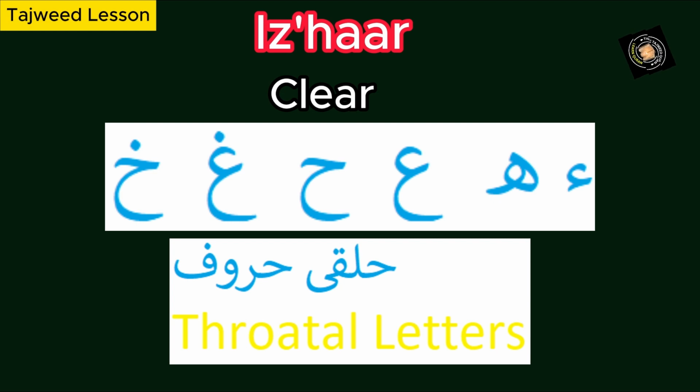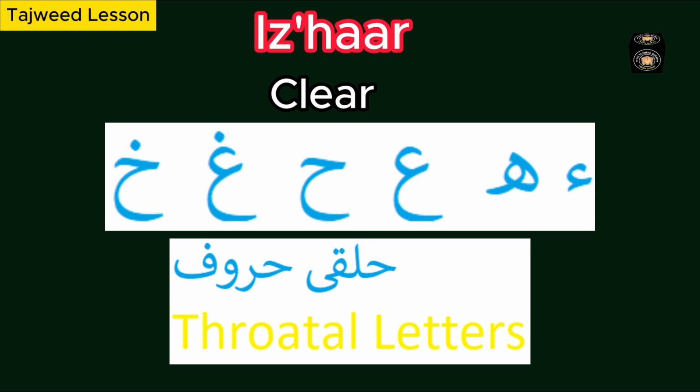For understanding izhar, you need to memorize these 6 letters. Hamza, ha, ain, ha, ghain, kha. Izhar rule is very simple. When Noon Sukoon or Tanween comes before halqi letters, then you will have to pronounce Noon Sukoon or Tanween clearly. You will have to show Noon Sukoon or Tanween.